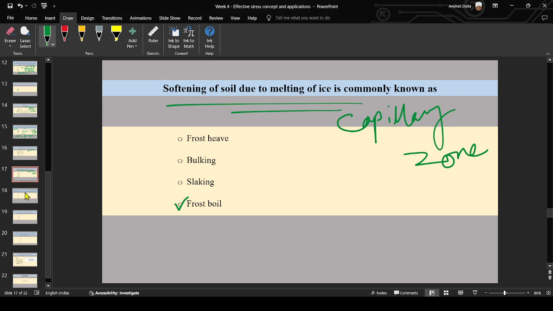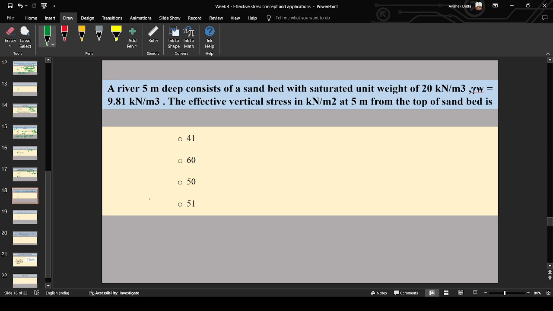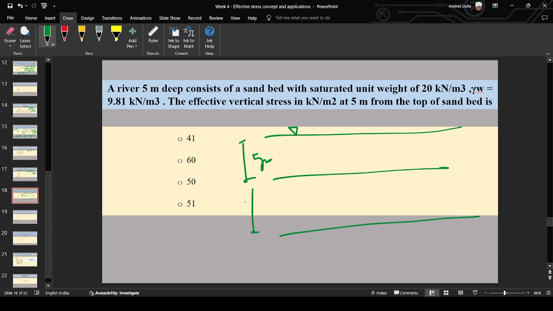Okay, next question. A river 5-meter deep consists of a sand bed. So this is the river. Since this is a river, this is the water table, and it consists of sand, 5-meter. Find the effective vertical stress 5-meter from the top of the sand bed. So this is also 5-meter. You have to find it over here in this line. As we can see, this is the water, gamma W, and this is saturated sand, gamma sat.